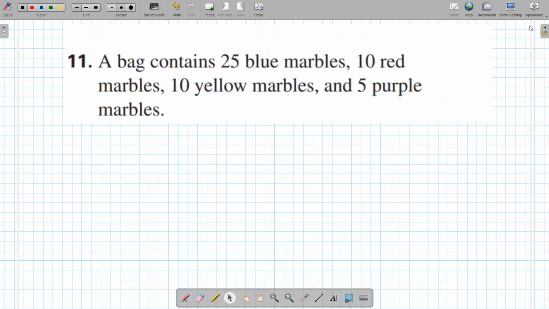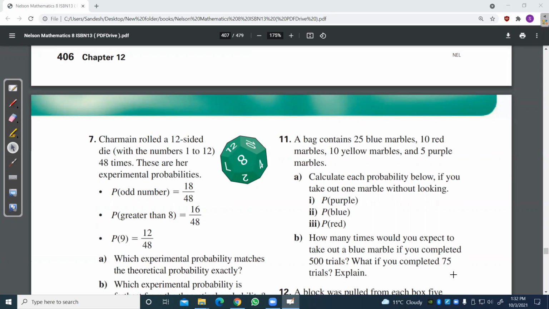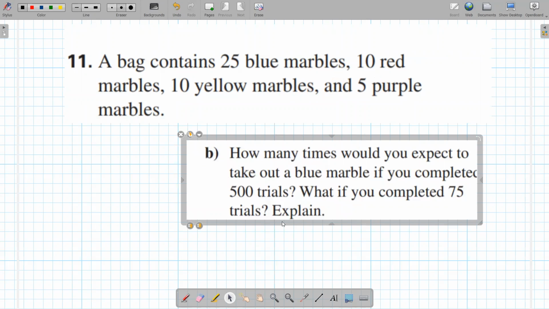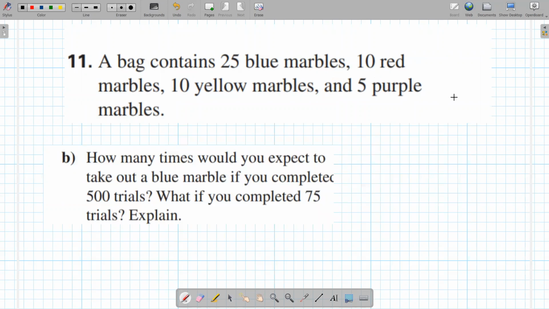So this one is very similar, but a little bit different at the same time. There are 25 blue, 10 red, 10 yellow, 5. So there are 50 in total. What's the probability of plucking a blue marble out? 25. 25 over what? 50. Yes. What does that reduce to?